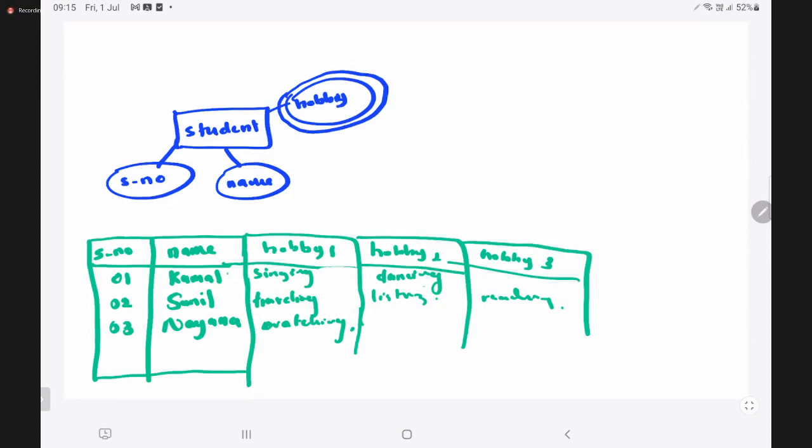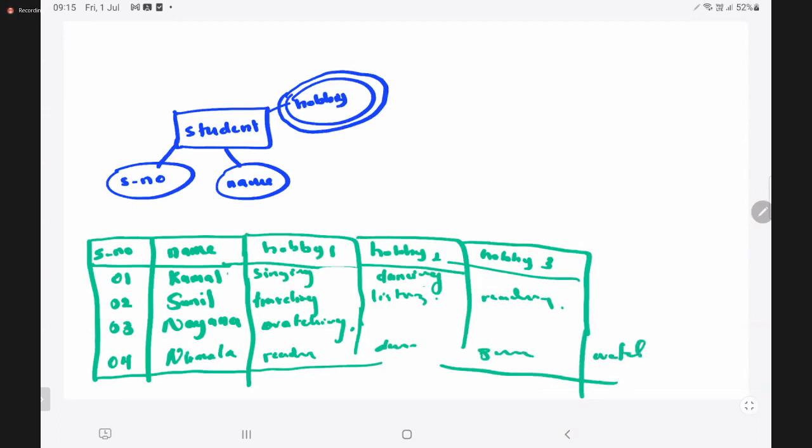It's not a big problem. But another student will come to the university and we will put that name four, Nirmala. And she has five hobbies: reading, dancing, singing, watching, and more. The table spaces are not enough. So we have to create another column, and likewise it's kind of a mess. So this cannot happen. So this will be wrong.